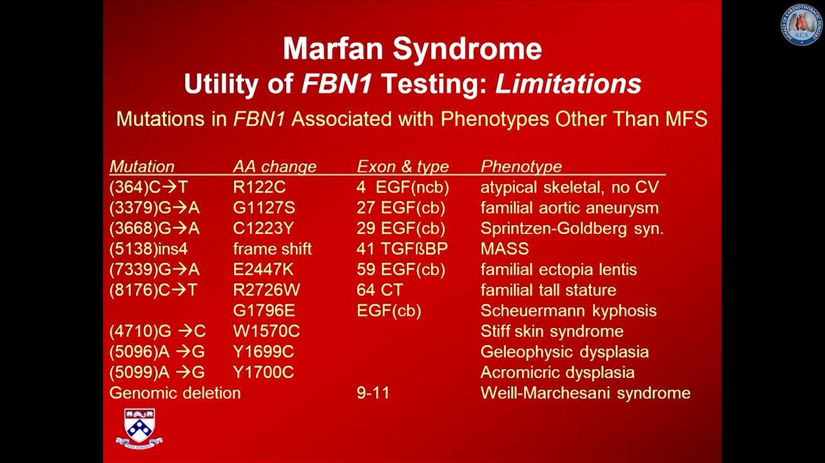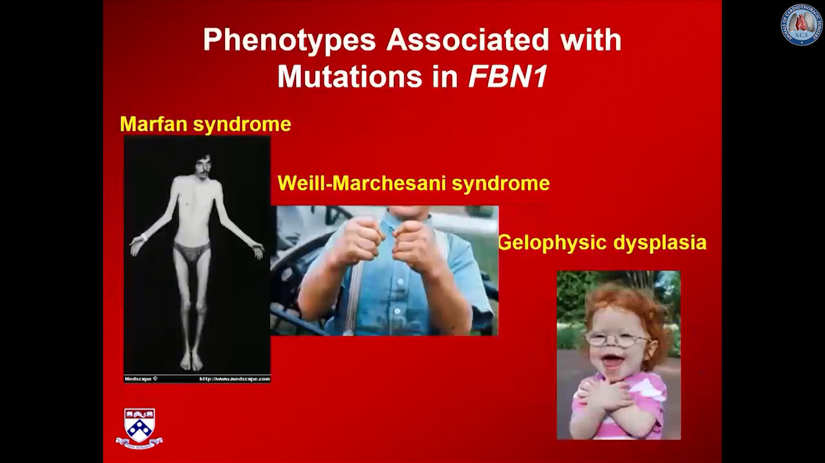Unfortunately, for the detection of Marfan syndrome mutations, changes in the fibrillin-1 gene can be associated with other conditions, including those that share only a few features of Marfan syndrome but do not cause the full phenotype, and quite surprisingly and strikingly, conditions that are the antithesis of Marfan syndrome, including Weill-Marchesani syndrome and geleophysic dysplasia, which are forms of dwarfism.